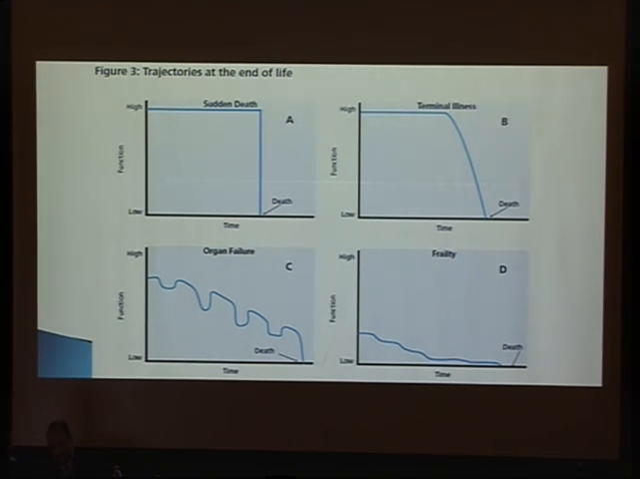Now the trajectories at the end of life. It may be sudden, or due to terminal illness, which is very quick, then slow till death. If it is due to organ failure, the patient suffers improvement periods and deteriorations. If the patient becomes frail at the end of life, very old, it will be a slow decline to death. And in the last three types, terminal illness, organ failure, and frailty, here is where the palliative care comes into play.